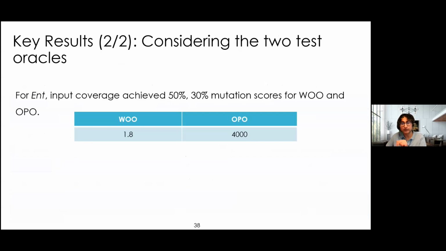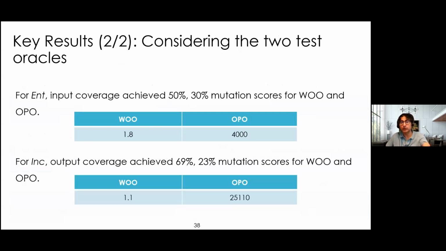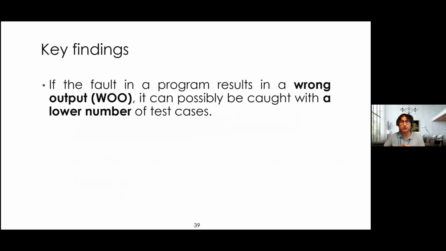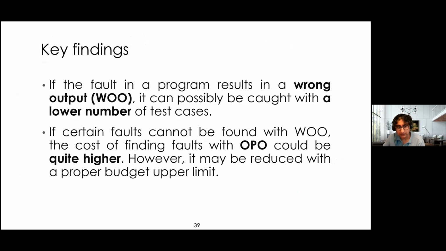So when we consider two types of test oracle, we can see some results like this. WOO was when we observe the wrong output. We can clearly see a pattern: when the program is so faulty that it always produces wrong output, it's easy to find it. On average, 1 or 2 test cases can find that problem. But when the program is giving correct output, and we need to compare the probabilities, then the number of test cases is quite high. So our key finding was that wrong output is quick, but otherwise we need more test cases.